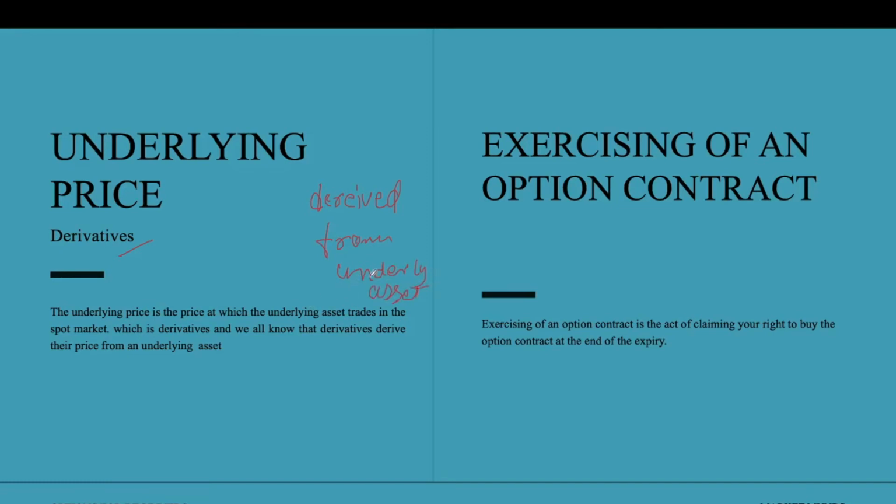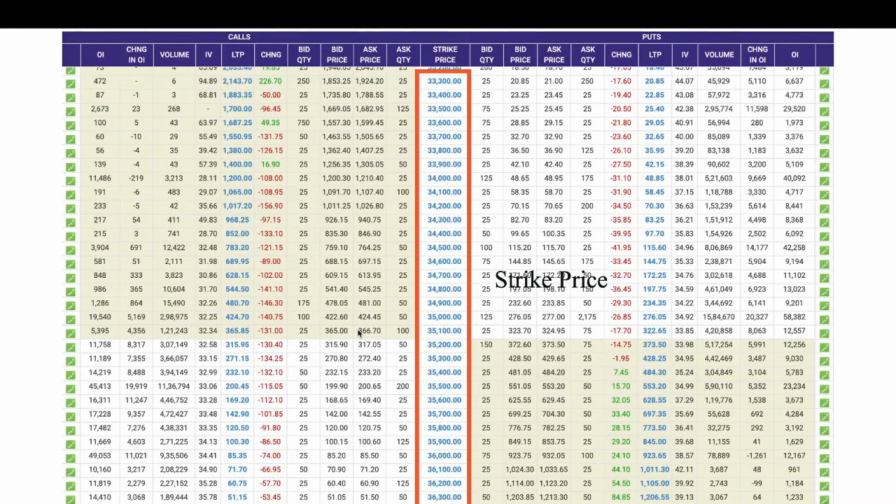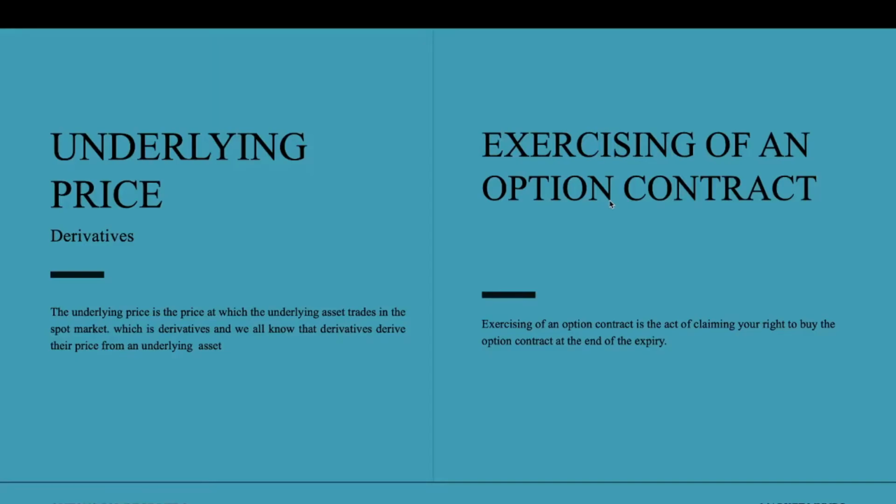Sorry guys, I have a very horrible handwriting. I extremely apologize for that. The underlying price is the price at which the underlying asset is traded in the spot market, which is derivatives. And we all know that derivatives derive from the price of an underlying asset. So where does the option price get it from? From an underlying asset. What is an underlying asset here? If we go again, the underlying asset is Bank Nifty, right? So all the prices here are derived from Bank Nifty's movement. Right. So this is an underlying asset. So here also it is a simple thing. Underlying price is derived from a spot market depending on what its underlying asset is.